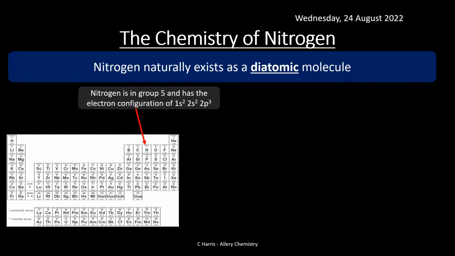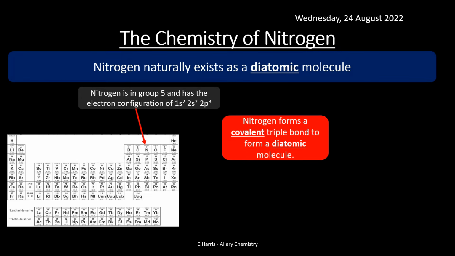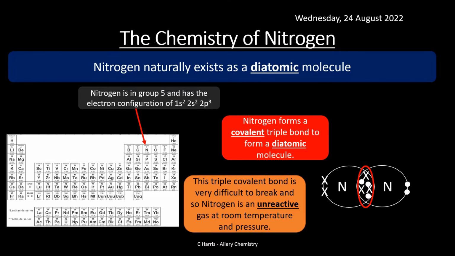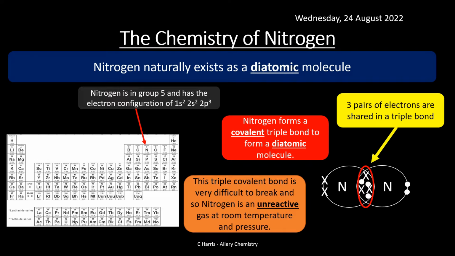So nitrogen is obviously in group 5, and it has the electron configuration of 1s2, 2s2, 2p3. So it forms a covalent bond, and it's a triple bond between nitrogens. There's quite a strong bond between it. Now that triple bond gives it this unreactive property, so it doesn't really react with a lot of things. It's a gas at room temperature and pressure, because the majority of the air that we breathe in is nitrogen. So thankfully it's an unreactive gas. With it being a triple bond, there are 3 pairs of electrons shared in that triple bond as well. So this is like a dot cross diagram.